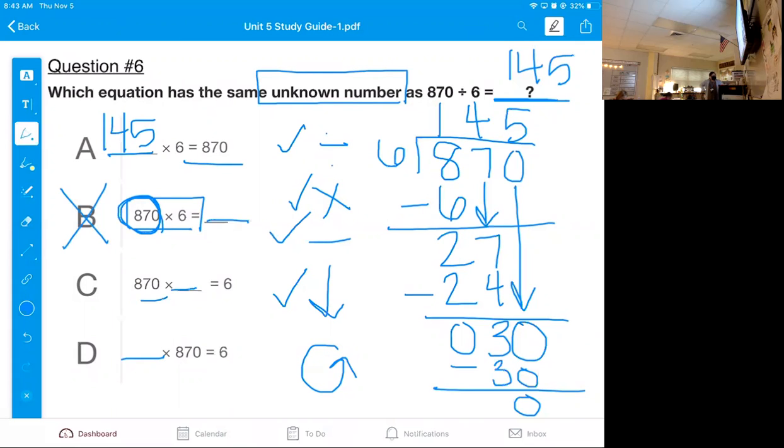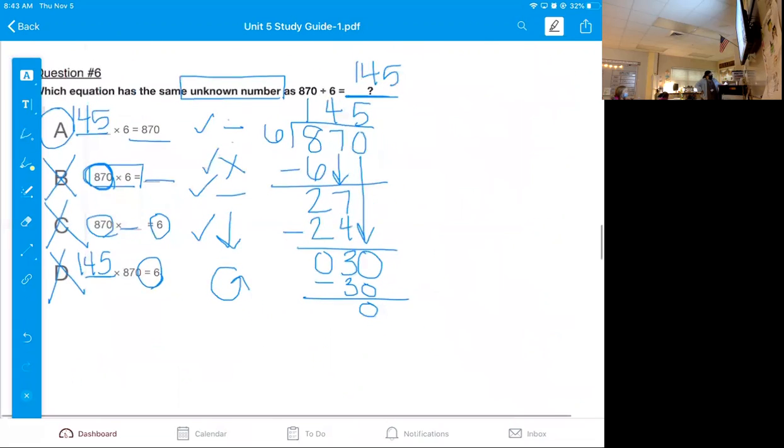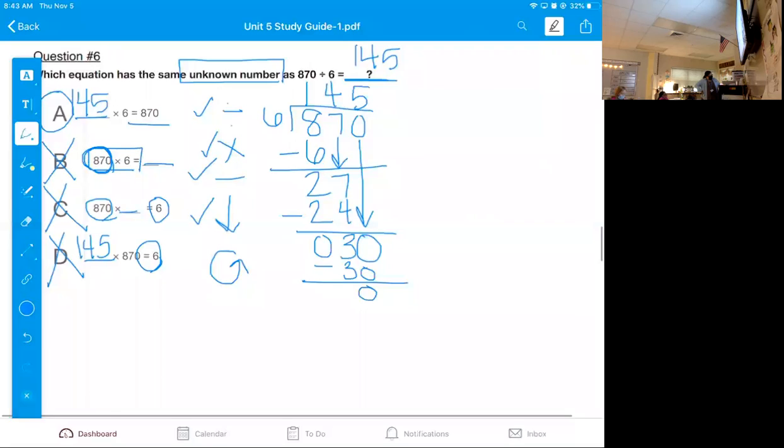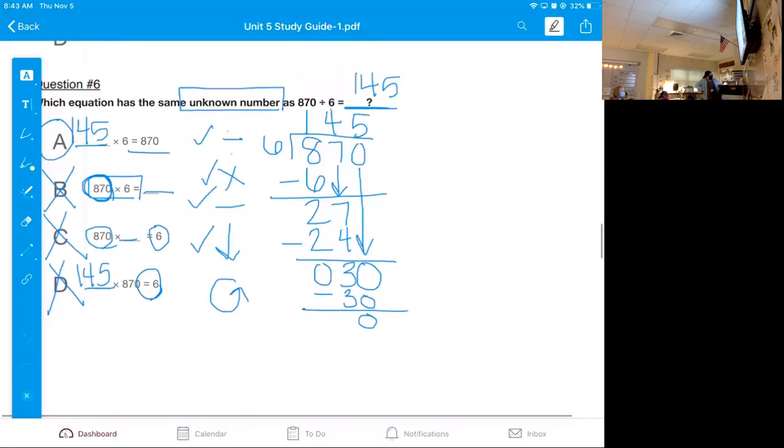If I multiply 870 times 145, is the answer going to be 6? Okay, so that can't be it. If I multiply 145 times 870 again, is it going to be 6? No. So it can't be that one. So that means A must be true. You could have also checked that if you needed to. You could have said 145 times 6 and seen if that was true.